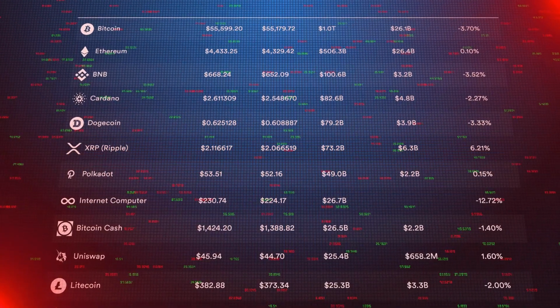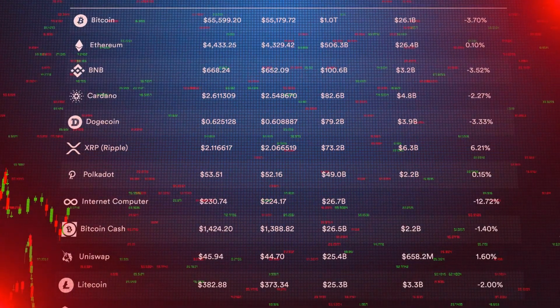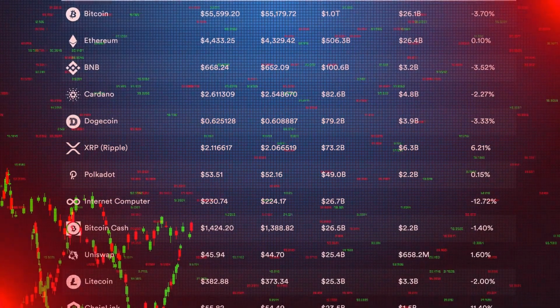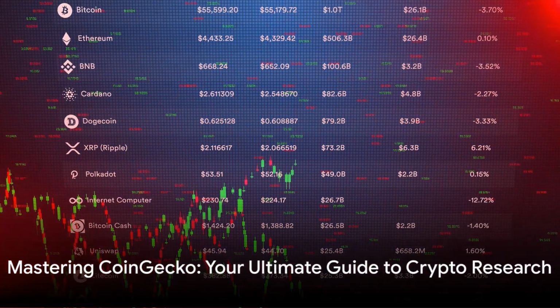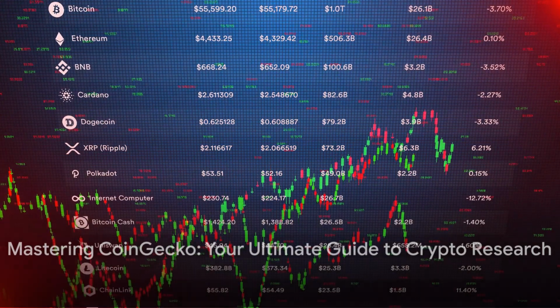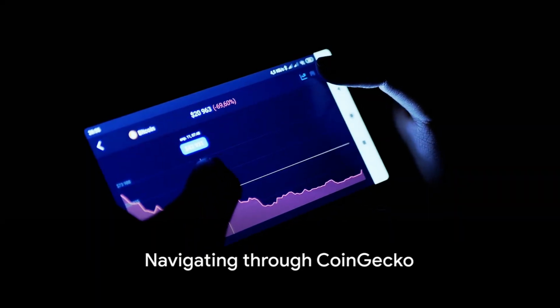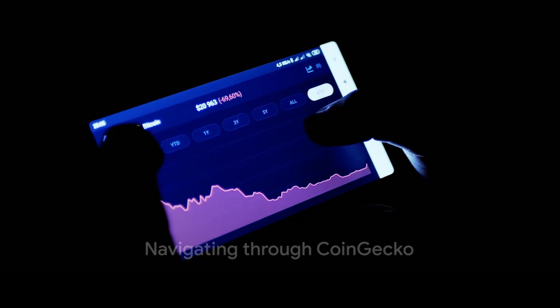You'll discover what exchanges are out there, get the lowdown on website info, and even deep dive into charts, white papers, and wallets. So buckle up and get ready to master the art of using this powerful tool. Dive into the world of CoinGecko, where cryptocurrency data is at your fingertips.